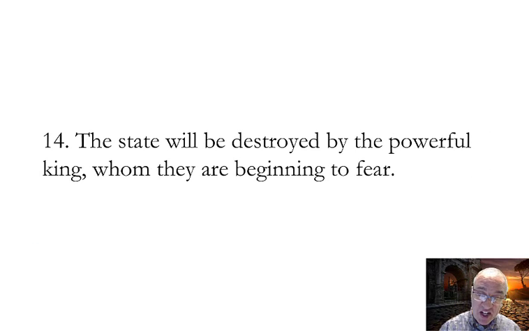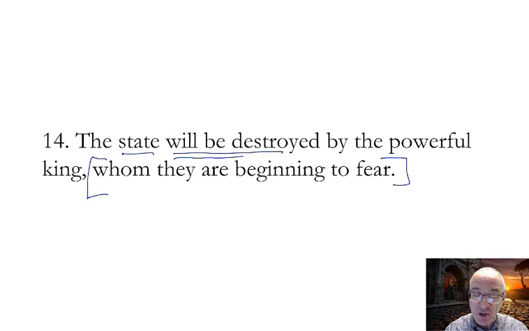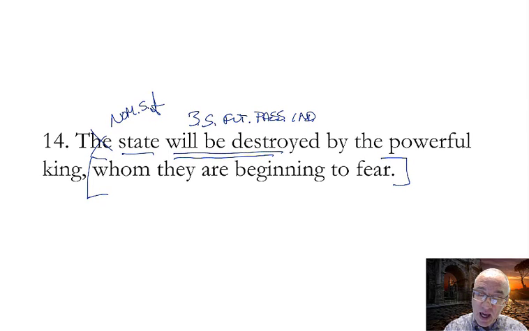Number 14, the state will be destroyed by the powerful king, whom they are beginning to fear. Let's get your passive voice. Get your relative clause that we're going to break off here. The state will be destroyed. There's your future tense, third person singular, because state is nominative singular feminine. Will be destroyed, third person singular, future passive indicative, by the powerful king. And this is going to be your ablative of personal agent.